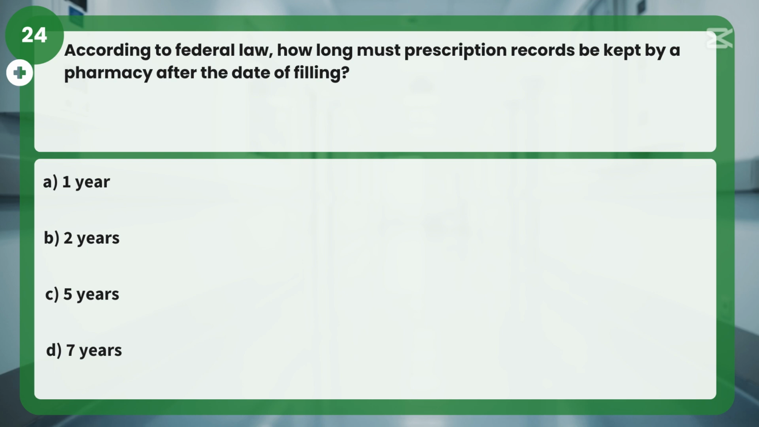Question 24. According to federal law, how long must prescription records be kept by a pharmacy after the date of filling? A. 1 year. B. 2 years. C. 5 years. D. 7 years.